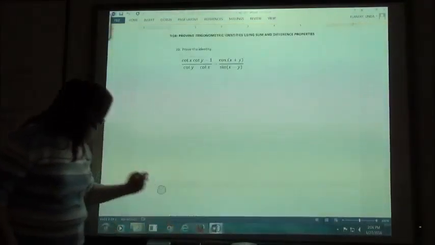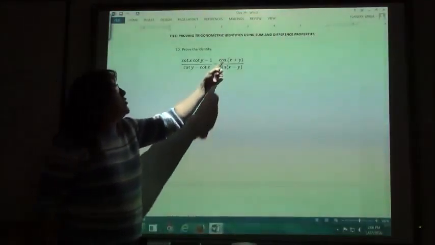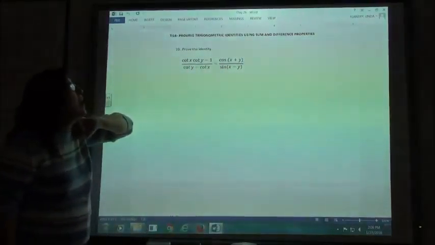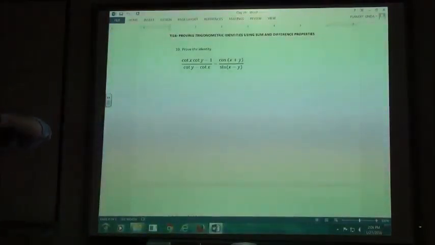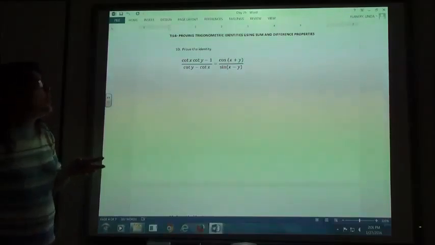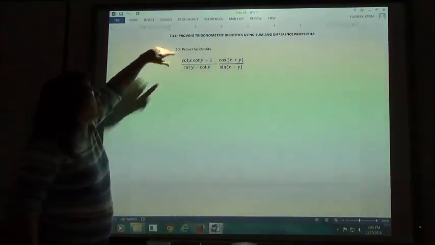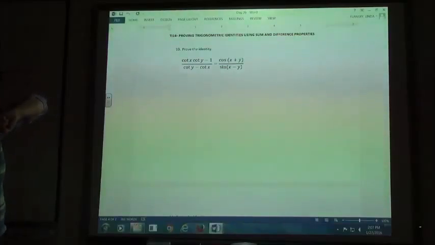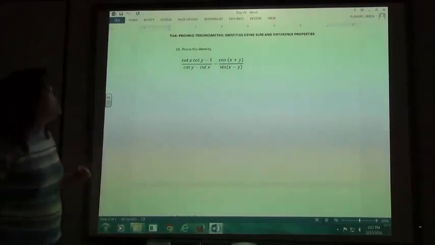And if I can get back to our question. So we are going to prove our identity. We're going to put it in terms of the cosine of x plus y and the sine of x minus y. And if you look at those identities, they're all in terms of sine and cosine. So I want to change my tangent and cotangents into terms of sine and cosine. And so I'm going to use those quotient identities to do that.